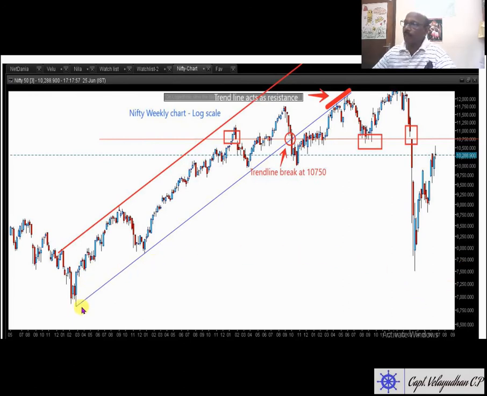And you can see the trend line breakpoint. It broke here. That part will come later. And this line is taking resistance here. This is a Nifty weekly chart.